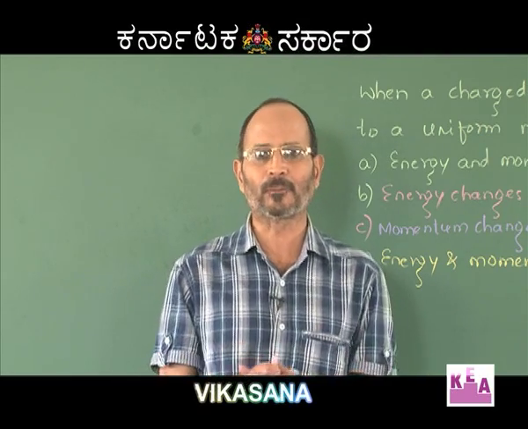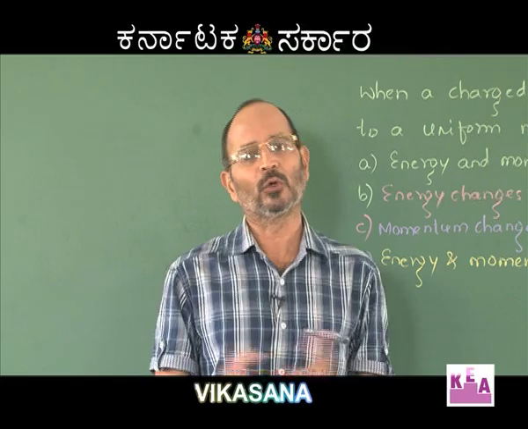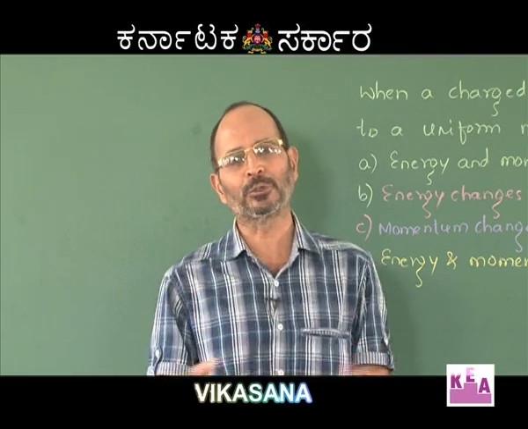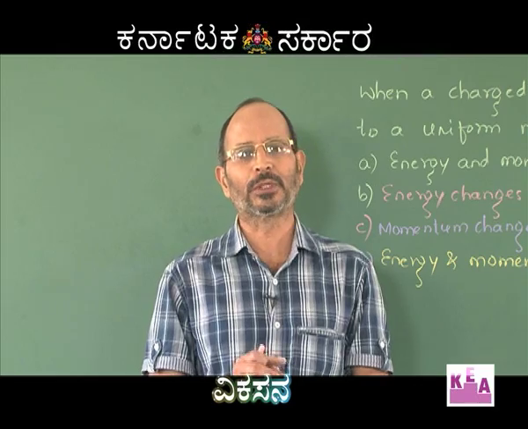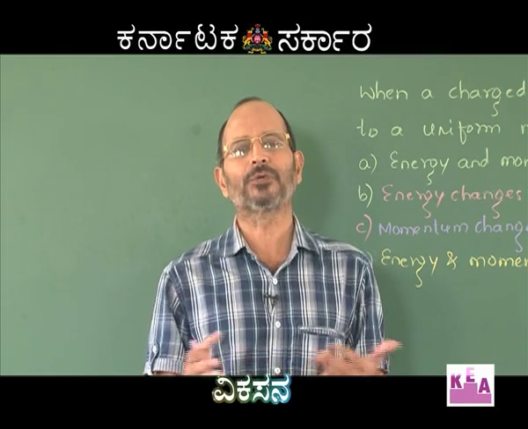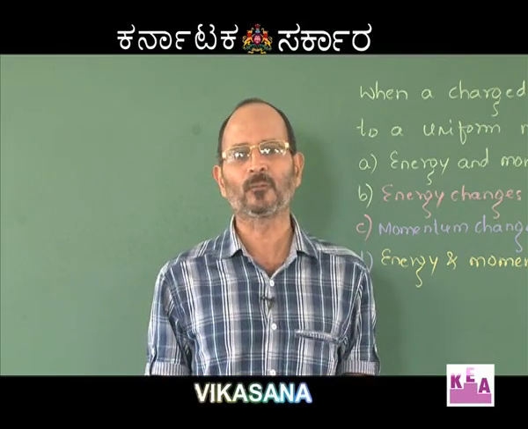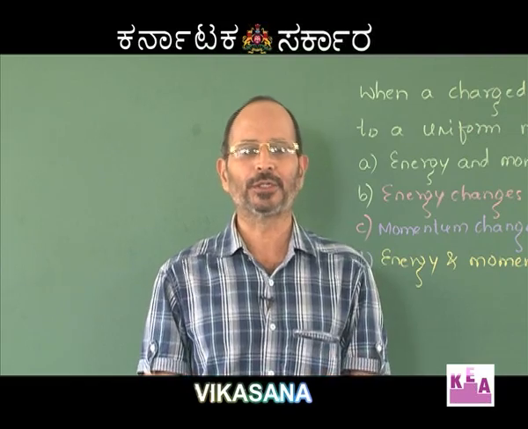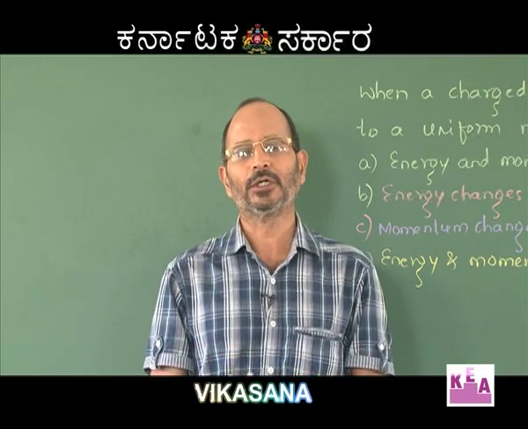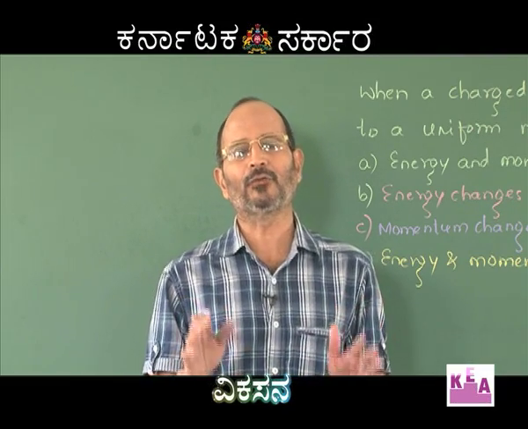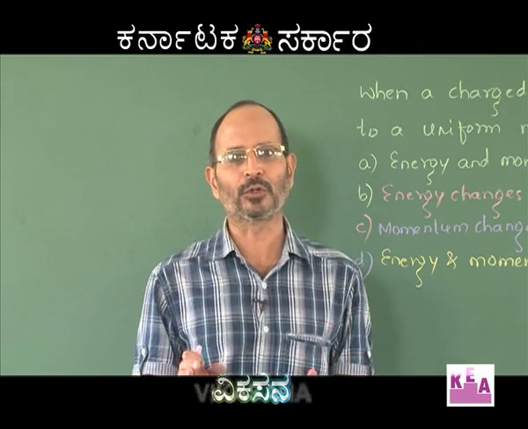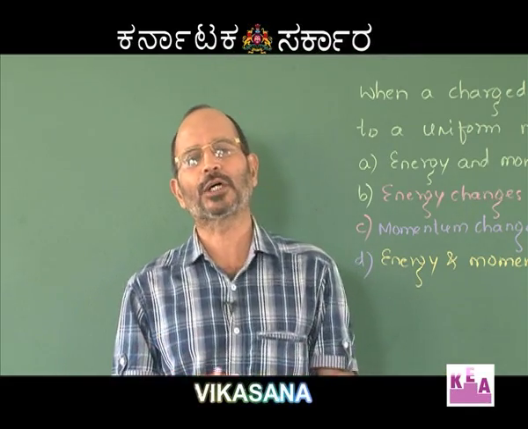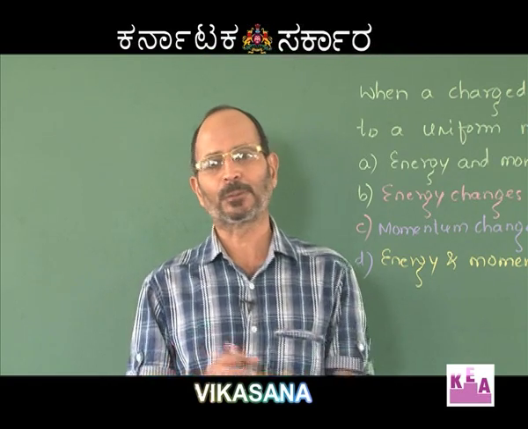But because it is in a circular motion, the direction of the velocity continuously keeps changing, and so does the momentum. Momentum being a vector quantity, when velocity changes its direction, momentum is bound to change its direction. But energy remains constant only for the simple reason that the force, which is given by Q V cross B, according to the rules of the cross product, is always perpendicular to the velocity. Therefore, the magnetic field force does not do any work on the charged particle, and therefore, the change in the kinetic energy of the charged particle is completely zero.